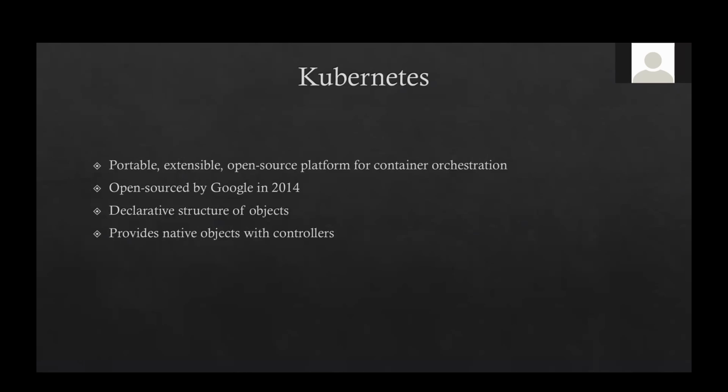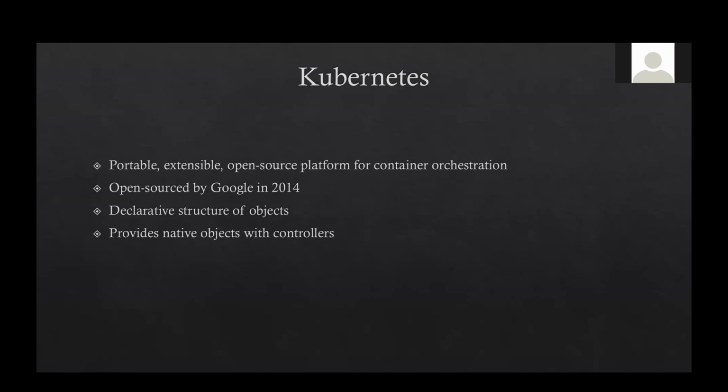It's open source. We already talked about that. It was open sourced by Google in 2014. It has a declarative structure of objects. What that means is that you declare what your object would look like, generally in YAML. You can also do that in JSON, but YAML is the standard declarative structure of an object. And Kubernetes will ensure that what you represent in your YAML is reflected on your cluster. So that's basically what Kubernetes is.